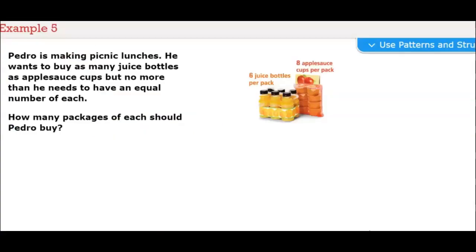Pedro is making picnic lunches. He wants to buy as many juice bottles as applesauce cups, but no more than he needs to have an equal number of each. How many packages of each should Pedro buy?